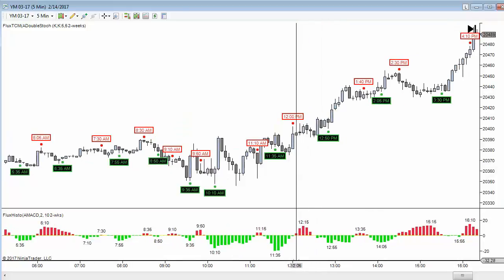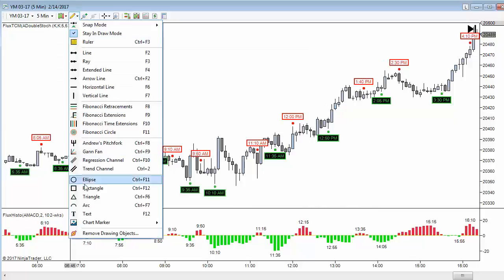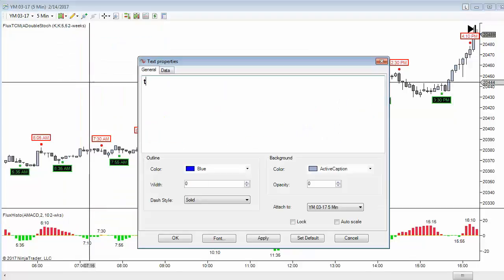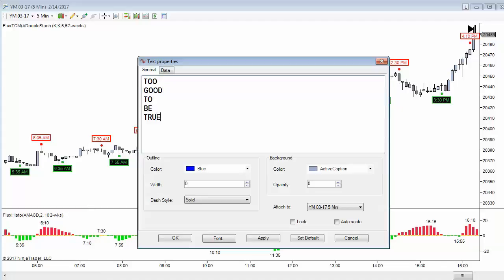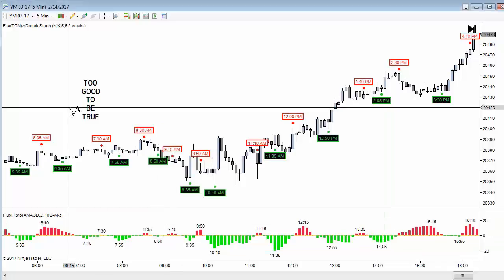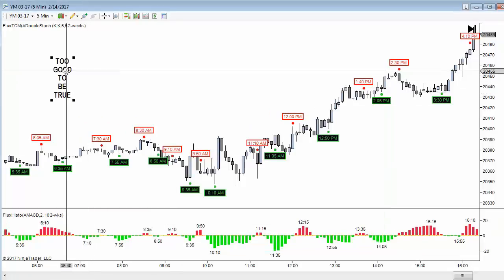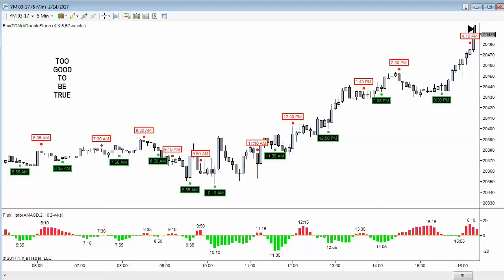No, not good. Say it with me. Too good to be true. Every signal on this chart is based off of a 1-week-old forecast.